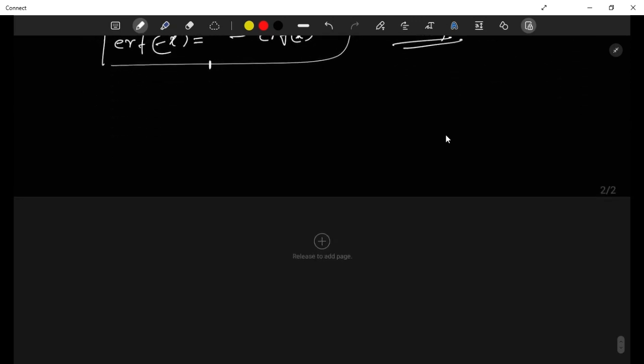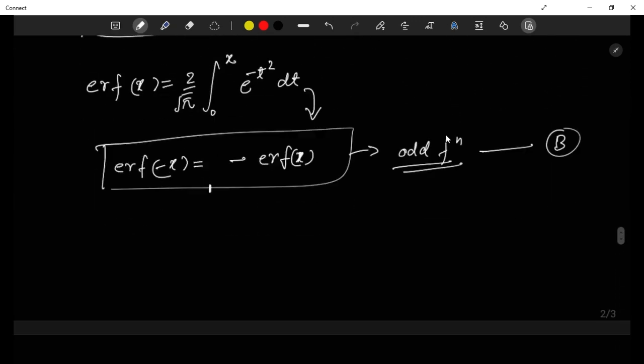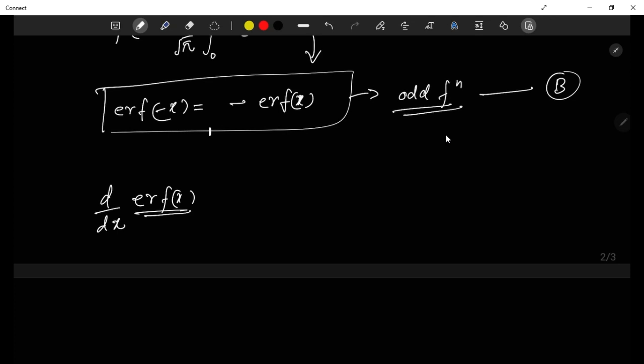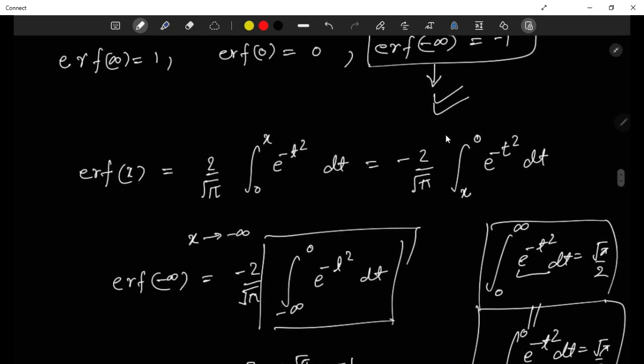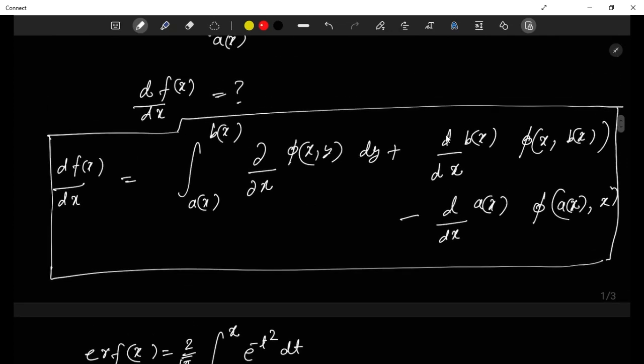So to look at the derivative of the error function, use the formula which I earlier told you to differentiate the error function, and it will give us 2 by root pi e to the power minus x square. Use the same formula which I already told you earlier, this formula. Use this formula to get the derivative of the error function.